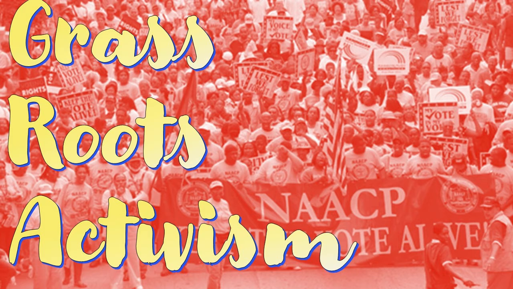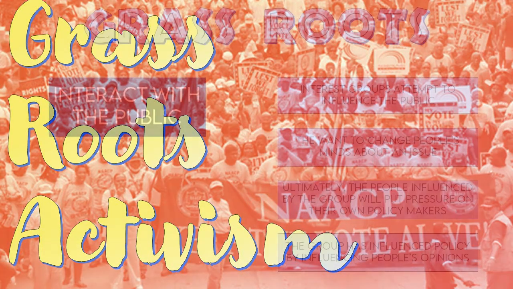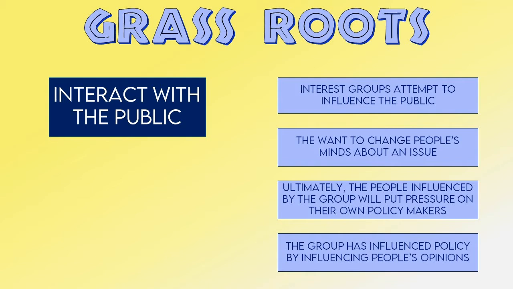So this is the first tactic that we'll go through today, called grassroots lobbying, or we can also call this propaganda. When we are talking about grassroots lobbying, or what we'll call propaganda, we're talking about how interest groups are trying to influence the public. They want to do their best to get the public opinion on their side. They're going to try to change people's minds about an issue or give people information about an issue to shape their opinions. Ultimately, the people that the group convinces, or the people that end up sharing the policy stance as the interest group, are expected to put pressure on policymakers.